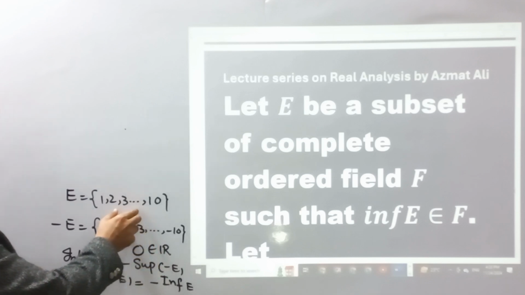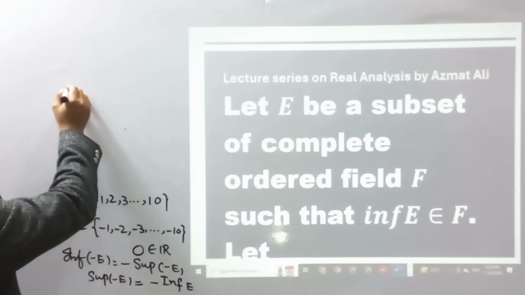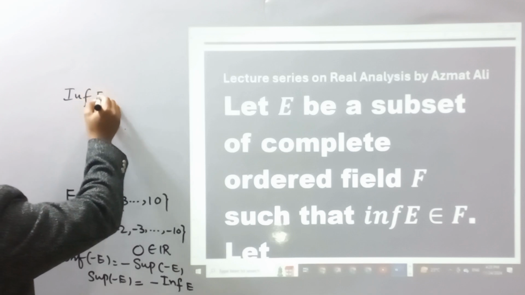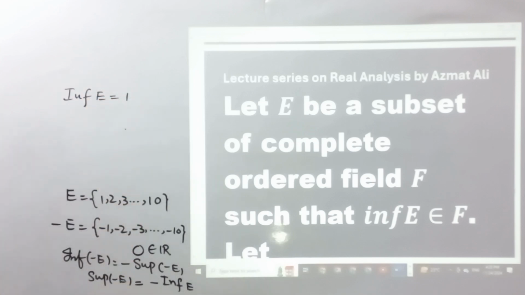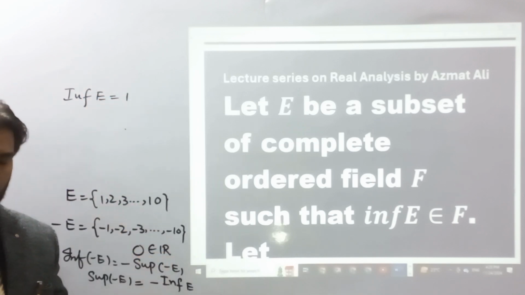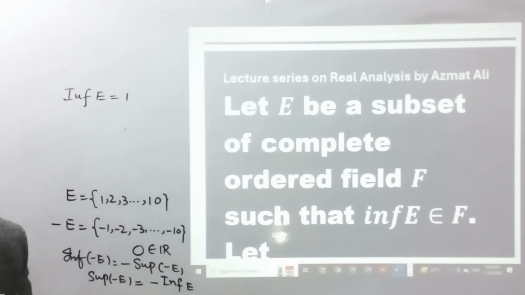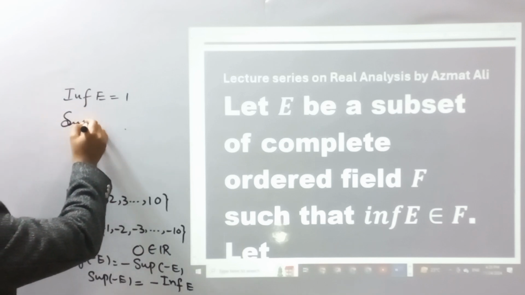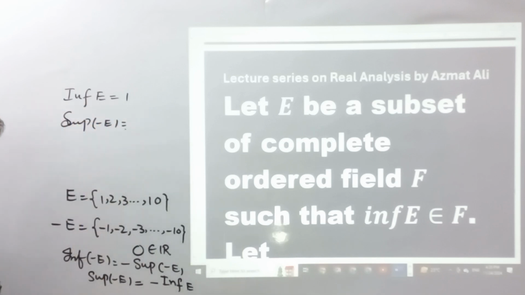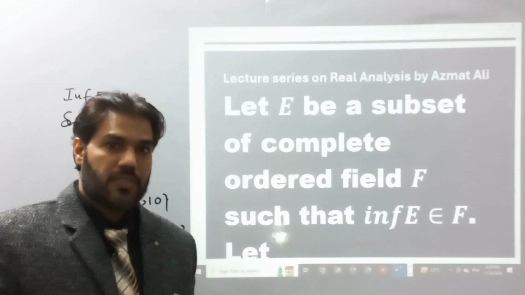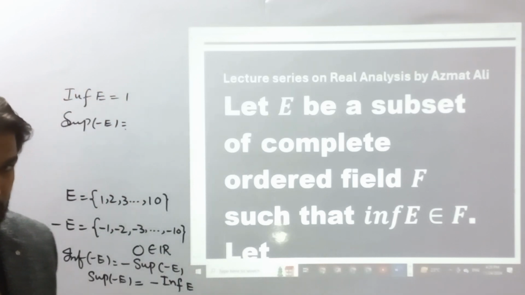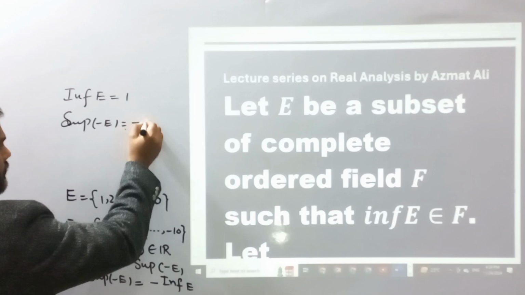Our set E is this. What is the infimum of E? Infimum of E is 1, a number that is smaller than or equal to every other element of set E. So infimum of E is equal to 1. On the right side, we have to calculate supremum of minus E. What is the supremum of minus E? Supremum of minus E means an element which is greater than or equal to every other element of set minus E, which is equal to minus 1.